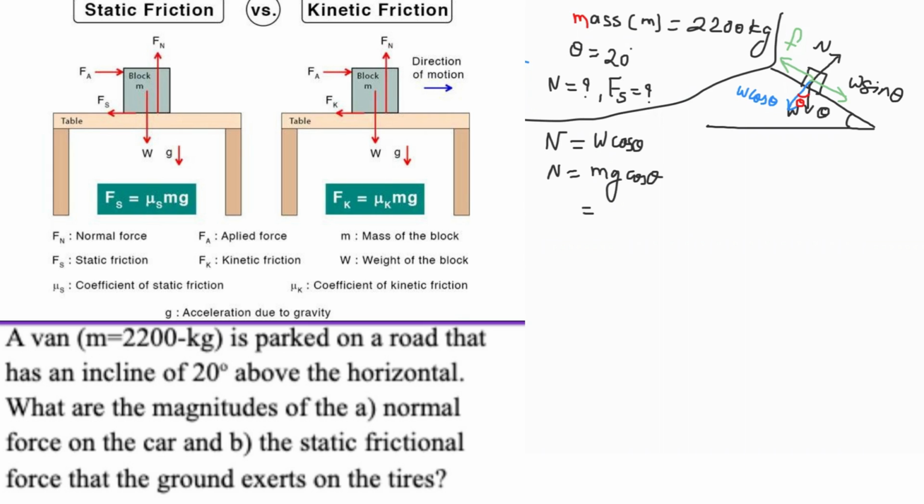Now we know the mass. What is the mass? The mass is given to us as 2200. That's the mass of the van.